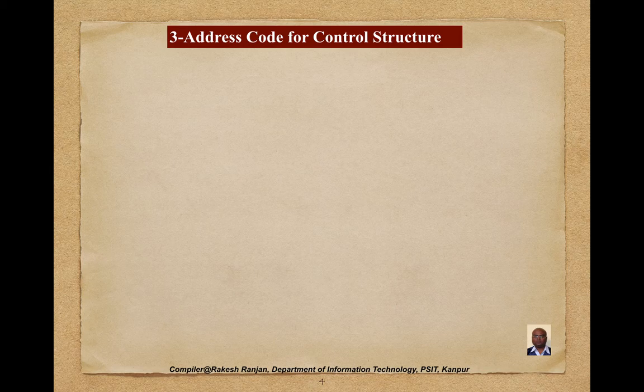The three address code of control structure. Let us consider we want to write this for the for statement. So there is a for statement: for I equal to 1, I is less than 20, I plus plus, x equal to y plus z. See how to write it.